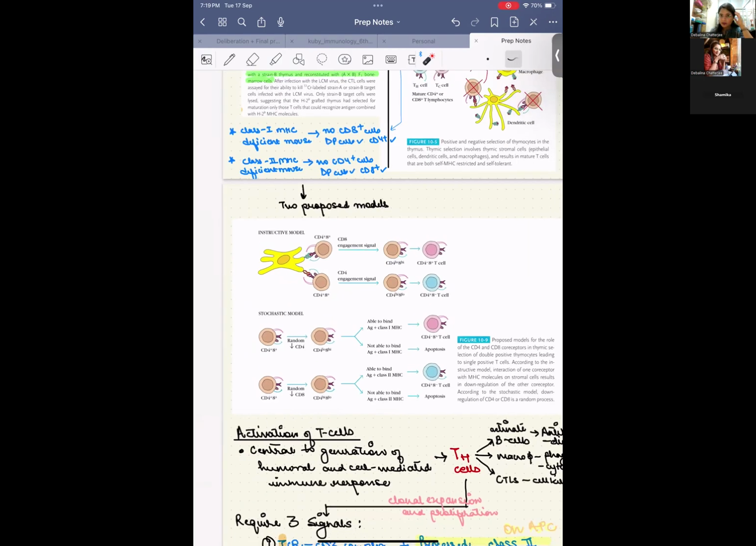Okay, ma'am. And ma'am, in the first instructive model, only Mm-hmm. CD4 plus is getting in contact with the antigen, right? And in the second case, the CD4 is getting contacted.